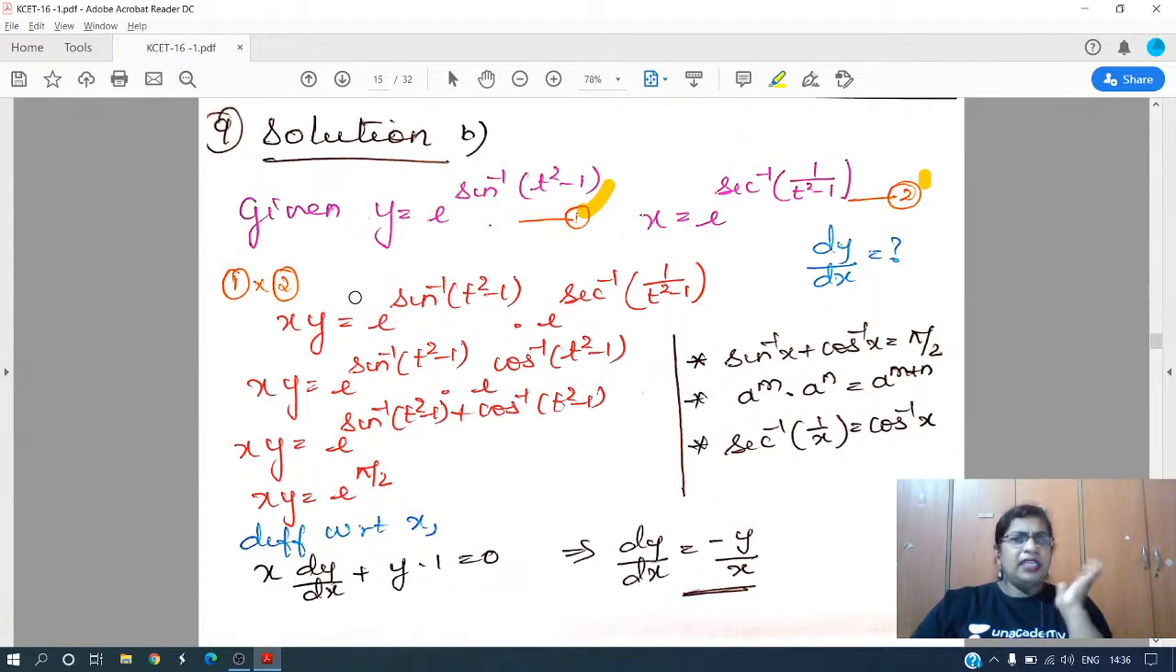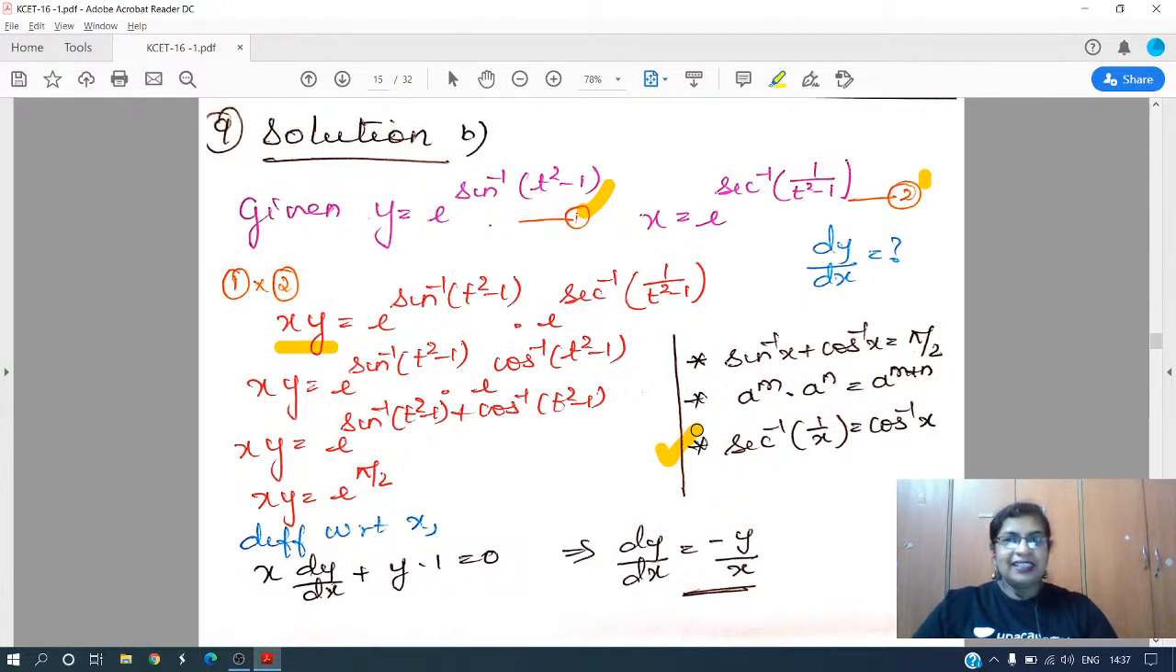So what to do? Get the idea, just multiply the two equations. What will happen when I multiply the two equations? I will be getting x into y, the left hand sides I multiplied. So I have to multiply the right hand side also, isn't it? Yes. So e power sine inverse t square minus 1 into e power secant inverse of 1 by t square minus 1.